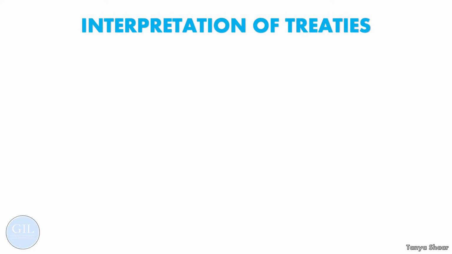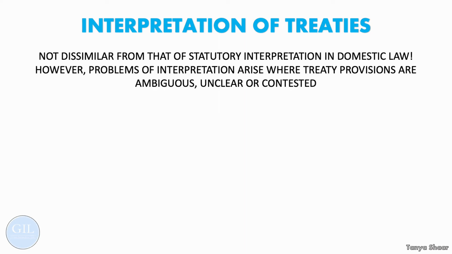Now that we have looked at the formation of a treaty, the reservations in treaties, and the validity of treaties, let us turn to examining how we interpret treaties. The art of treaty interpretation is not dissimilar from that of statutory interpretation in domestic law. Problems of interpretation, however, arise where treaty provisions are ambiguous, unclear, or contested.